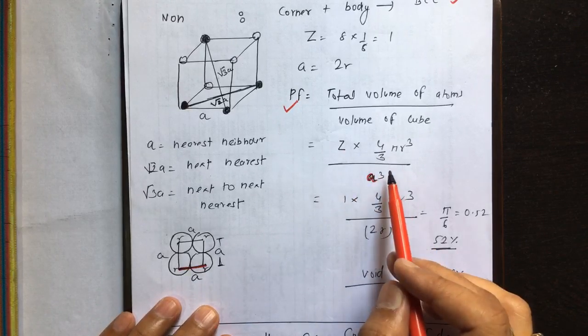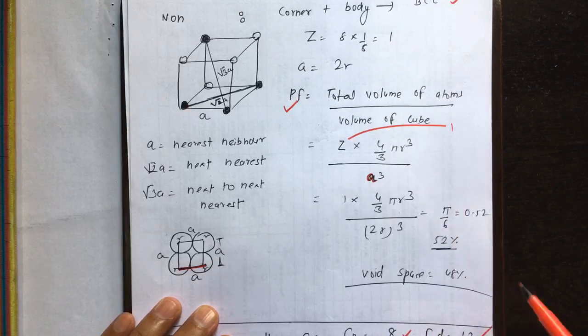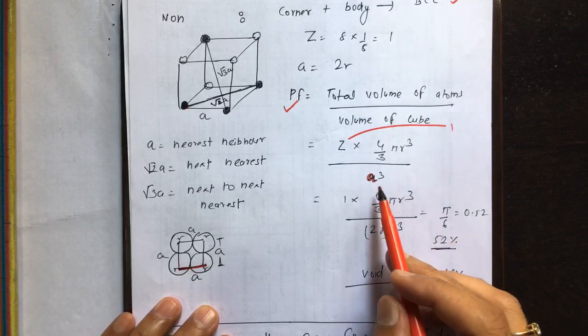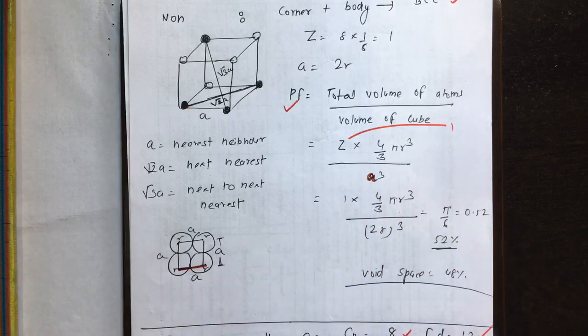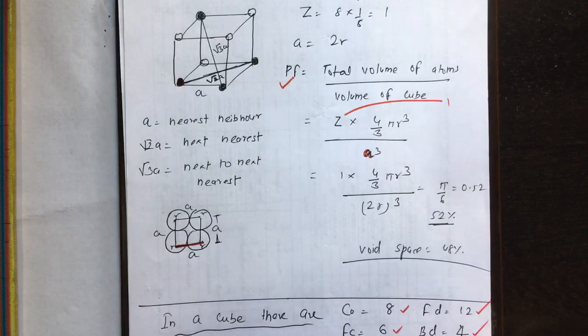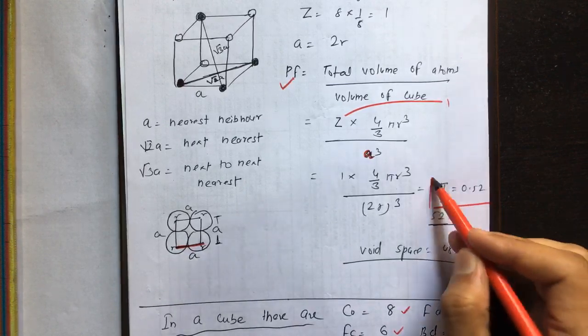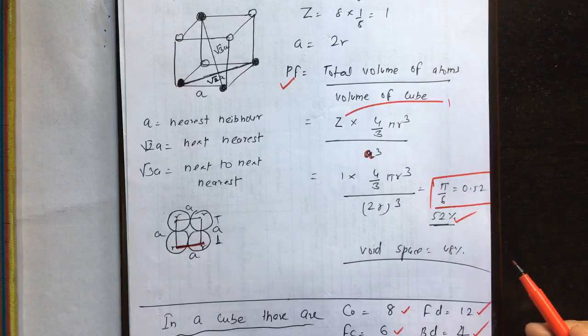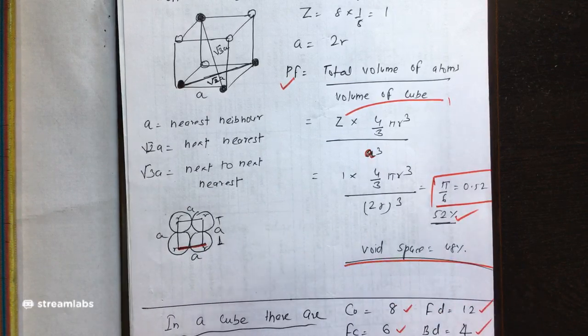Z into 4 by 3 pi r cube. What is the value of Z in case of SCC? That is equal to 1 into 4 by 3 pi r cube upon A cube. A is equal to 2r, we are just putting it here. So with this, we can find out the value of the packing fraction, and then it comes as pi by 6. And this pi by 6 is nothing but 52%. So it means that 52% of the space is occupied. So the rest of the space is void space, which is nothing but 48%.